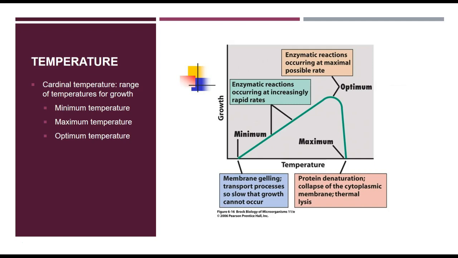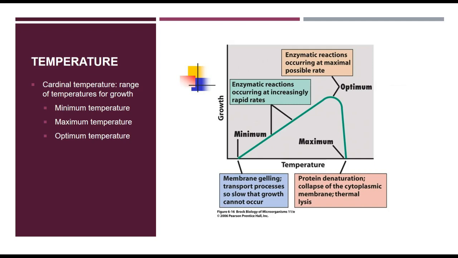The cardinal temperature is the range of temperatures that a microorganism can grow in. And we have 3 different points in this cardinal temperature that define what is happening as far as microbial growth. The first is the minimum temperature, and at minimum temperature, the membrane is kind of gelling. So transport processes are so slow that the microorganism isn't growing.